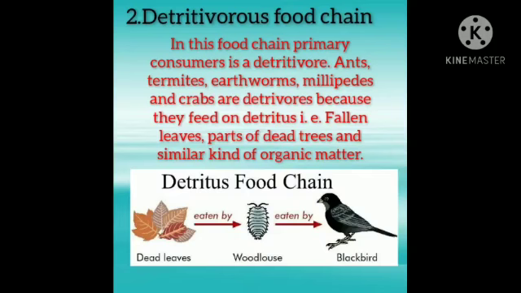Second one, detritivorous food chain. In this food chain, primary consumer is detritivore. Ants, termites, earthworms, millipedes, and crabs are called detritivores because they feed on detritus, that is, fallen leaves, parts of dead trees, and similar kinds of organic matter. Example: dead leaves is eaten by woodlouse, woodlouse is eaten by blackbird.